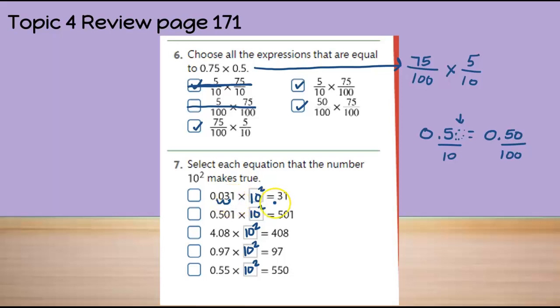3.1, or 3 and 1/10, does that equal 31? It does not, so that is not an option. Okay, so 501 thousandths, move it twice. 50.1, does that equal 501? It does not, so that is not an option. 4 and 8/100ths, 1, 2: 408 equals 408, it does, so this one works. 97 hundredths, 1, 2: 97, does that equal 97? It does, so that one also works. And then move it 2 places, 1, 2, 55 hundredths to 55. Does that equal 550? It does not, so there are two choices there.